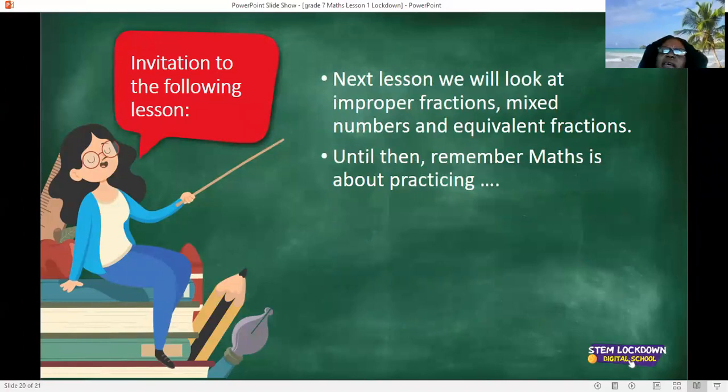And then tomorrow we are going to look at improper fractions, mixed numbers, and equivalent fractions. We're going to connect these with adding fractions and subtracting fractions. We're going to also multiply fractions. Then after that, decimals. So until then, remember, it is about practicing. Practice more and you get it right.